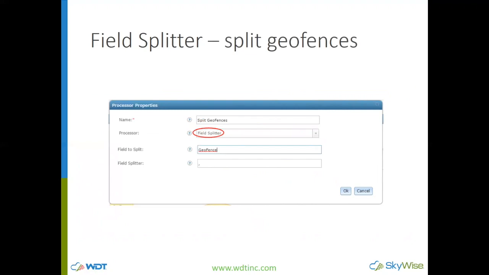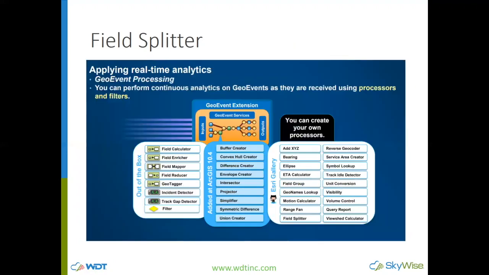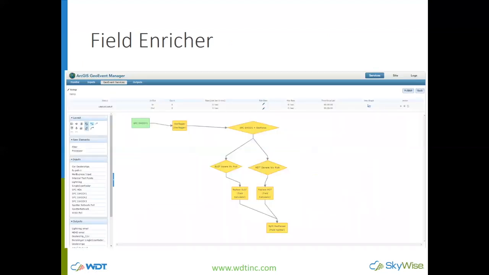Again, picking field splitter from the processor list. Here's a list of all of the out-of-the-box processors. And like I said, you can get the field splitter from the Esri gallery and just include it with your installation since it's not out of the box. It's not hard to do.